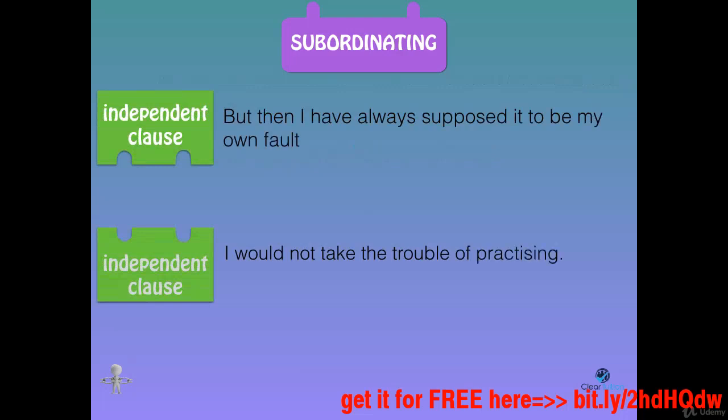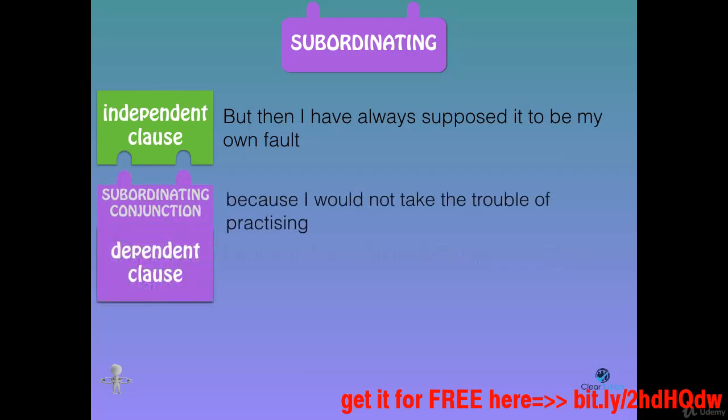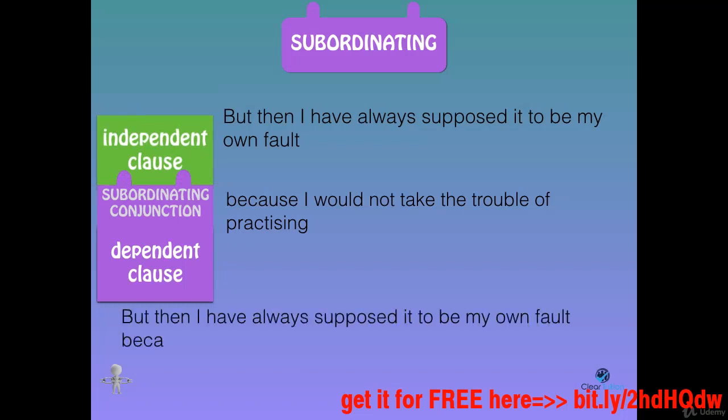In this example, the second independent clause, "I would not take the trouble of practicing," is transformed into a dependent clause by splicing the subordinating conjunction "because" onto the beginning of it. Now that it's a dependent clause, "because I would not take the trouble of practicing," it naturally joins with the other clause, "but then I have always supposed it to be my own fault," to create a new sentence. But then I have always supposed it to be my own fault because I would not take the trouble of practicing.